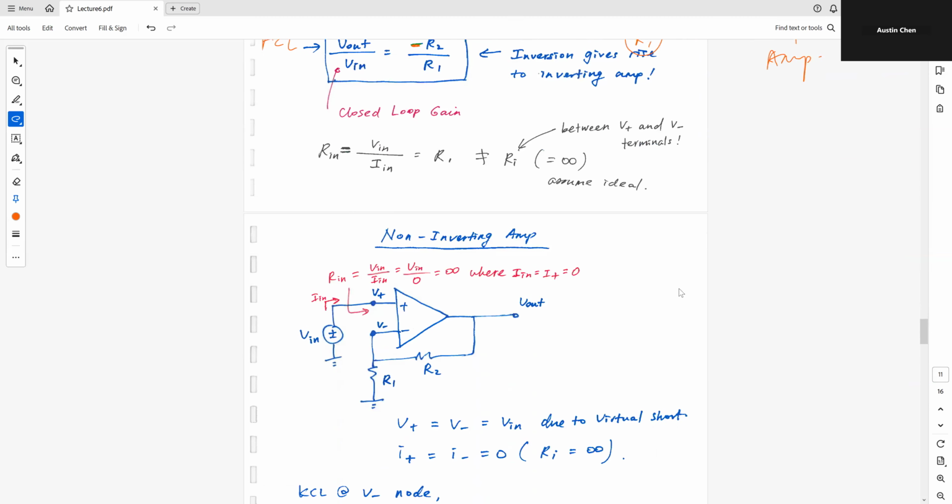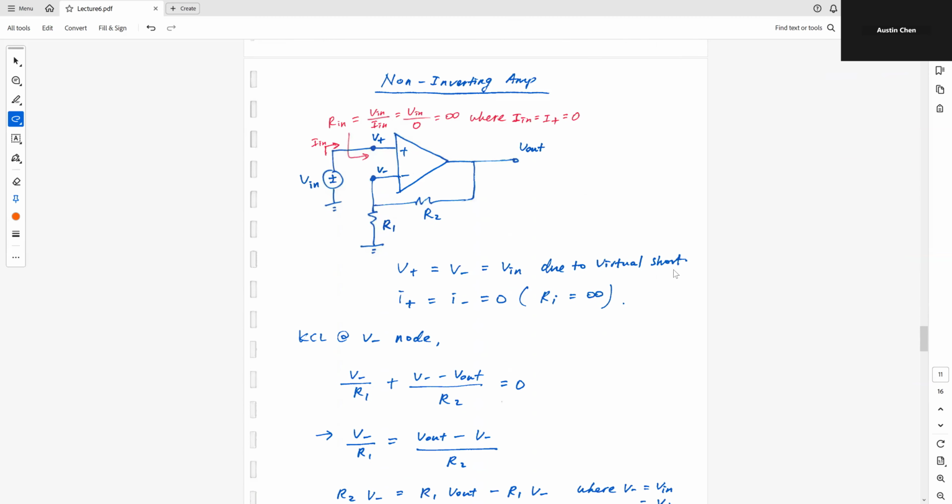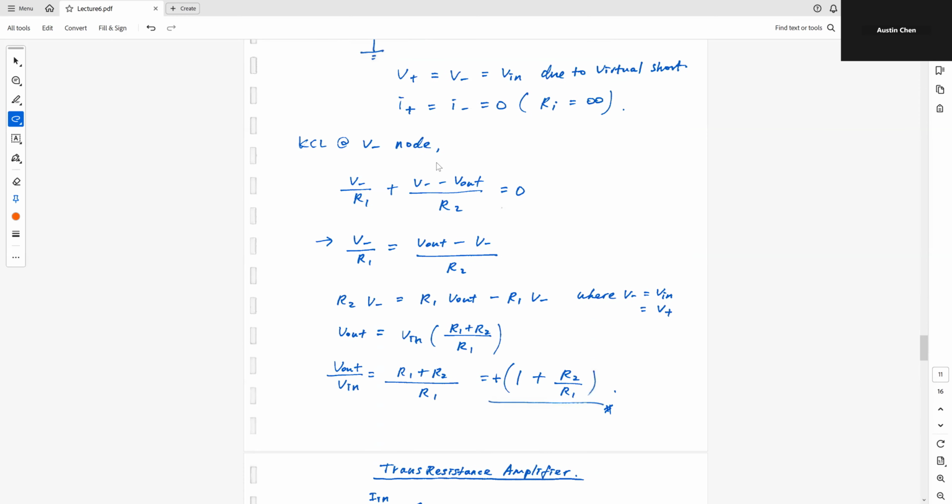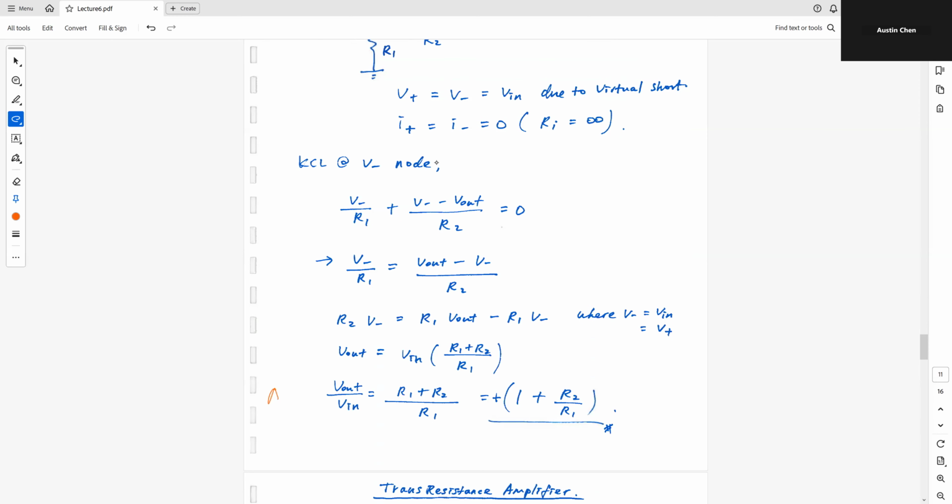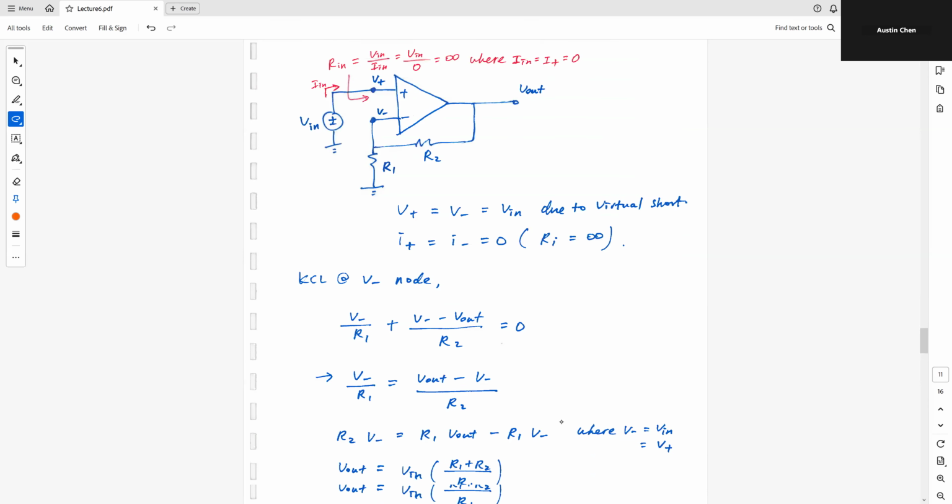Okay, let's look at the next configuration. The next configuration is the non-inverting amplifier. In a non-inverting amplifier, if we look at the ACL, this is my ACL. As you can expect, I don't have any negative sign. There's no sign inversion. So it's a non-inverting amplifier, a positive gain. Let's look at how we can arrive at this ACL.